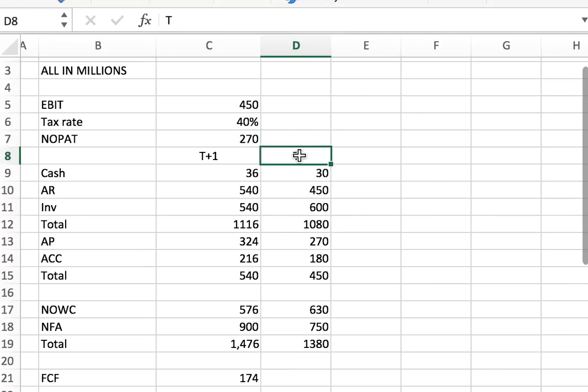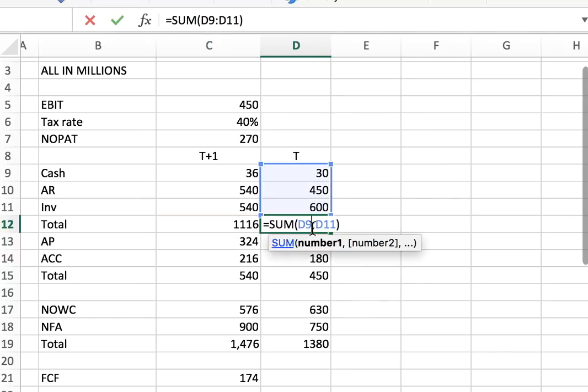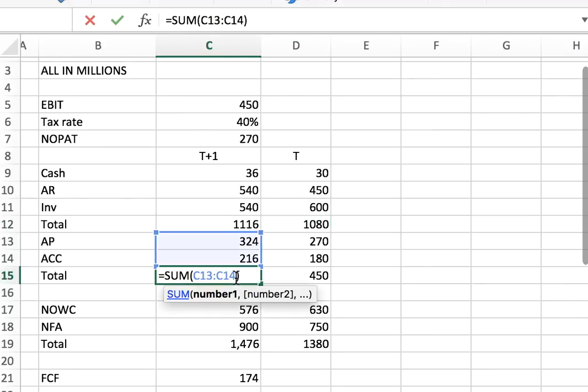Time period T is the previous time, and time period T plus 1 is the more recent year. We've got our numbers in here for 36, 540, 540, and a total. So obviously you know how to do a total. It's the sum of these three rows. Same thing for this column, the sum of these three rows, pretty straightforward. Same thing for accounts payable and accruals, and then the total here. We've got another total of these two rows in this column.